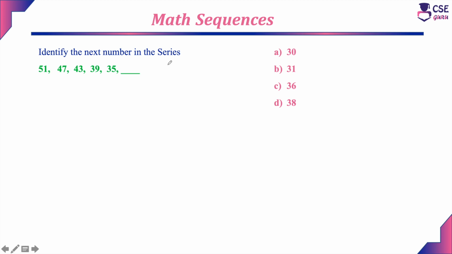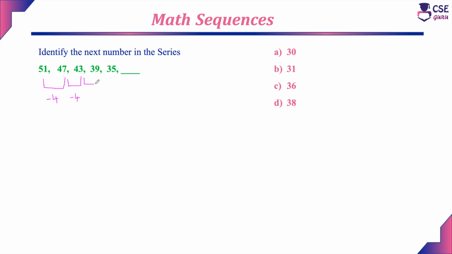Identify the next number in the series. 51, 47, 43, 39, 35. And what is the next term we need to identify? And here, the difference between the first and second term is 51 and 47. So 51 minus 4, we will get 47, right? And the difference between the second and third term is 47, 43. So this is also minus 4.